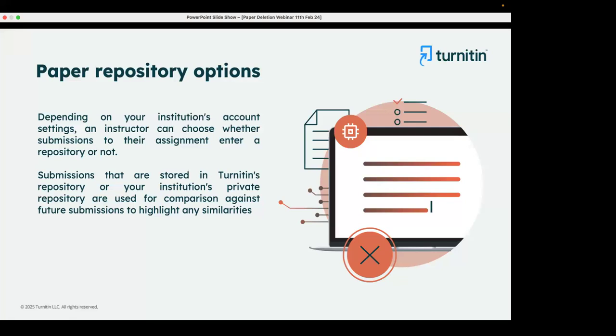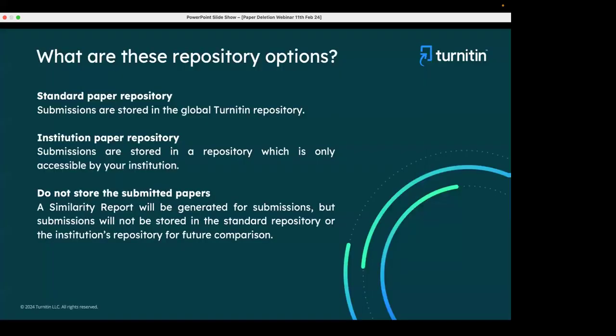Submissions that are stored in the Turnitin repository or your institution's private repository are used for future comparison, for future submissions, to highlight any similarities. That is why we'll also discuss the use cases for when you want the papers to be stored in the repository and when you do not. So this is what the Turnitin repository means.